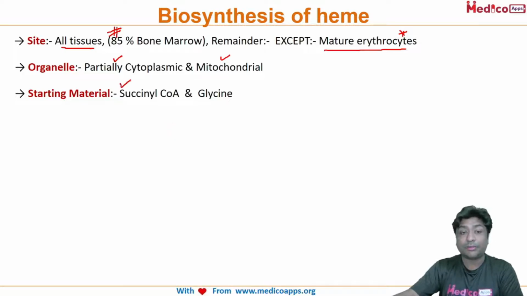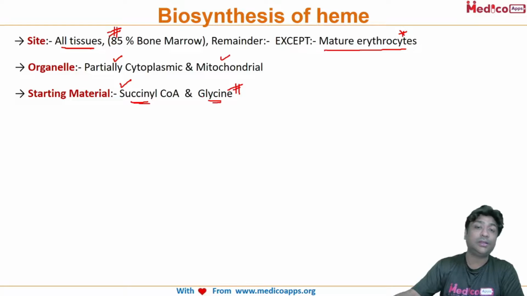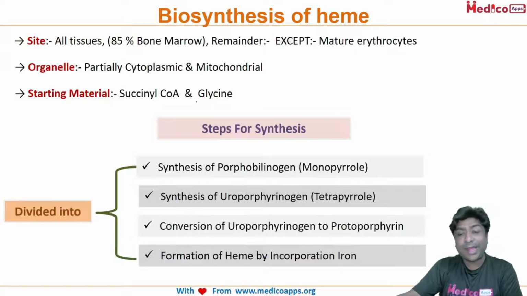Another very favorite question on biosynthesis of heme is, what is the starting material? Succinyl CoA and glycine. When we see the reactions, we'll see this is the first step, the starting material for biosynthesis of heme. Now, the entire biosynthesis of heme is divided into 4 stages.